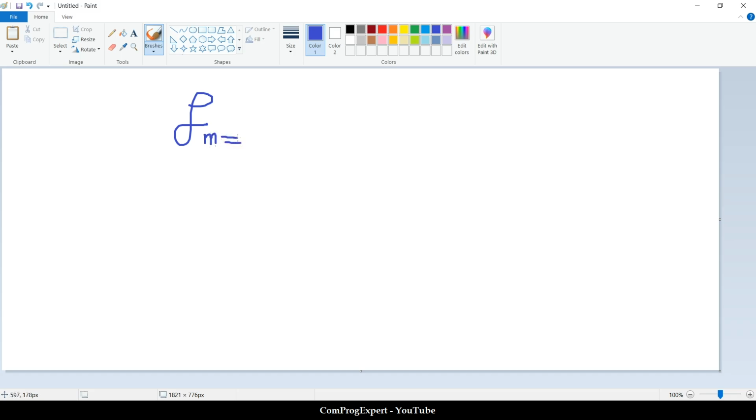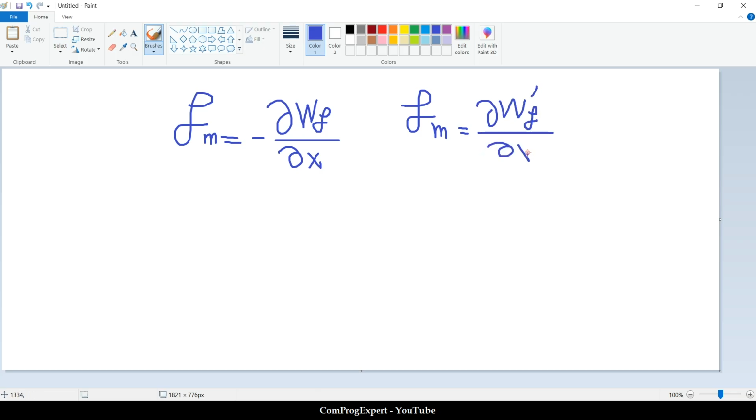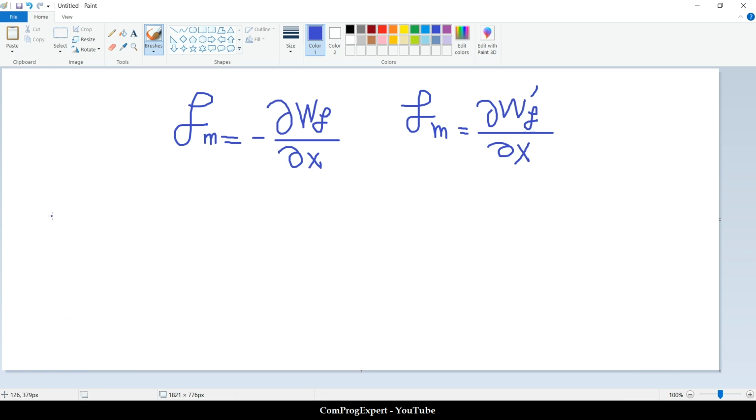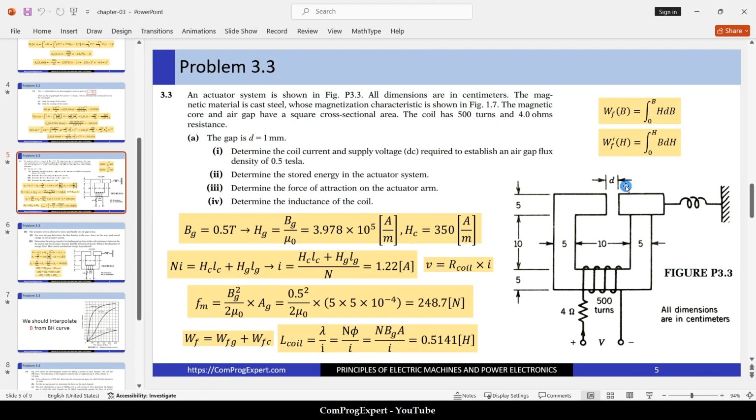Fm is equal to the negative of the partial derivative of the energy with respect to the position coordinate, or equal to the partial derivative of the co-energy with respect to the position coordinate. In this problem, also, we can calculate the energy as a function of distance or gap. Distance is this parameter, the air gap. I denote it by g, the air gap thickness.